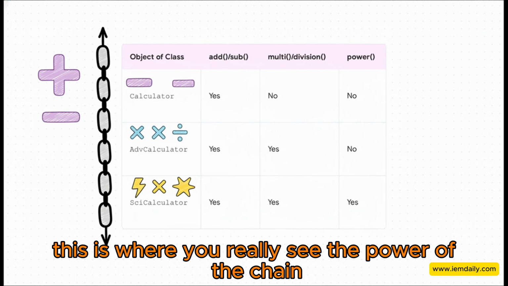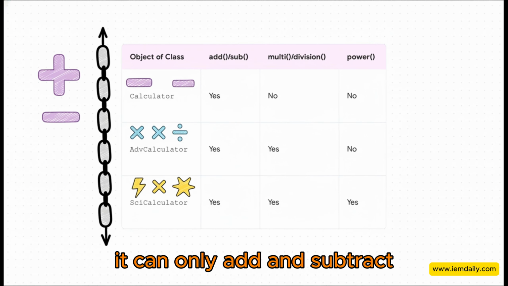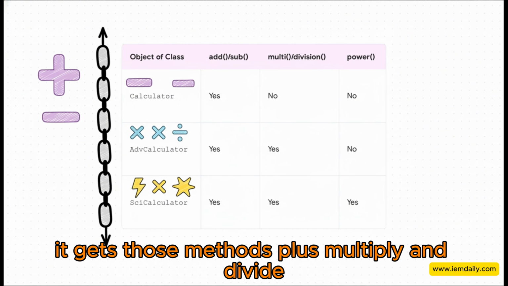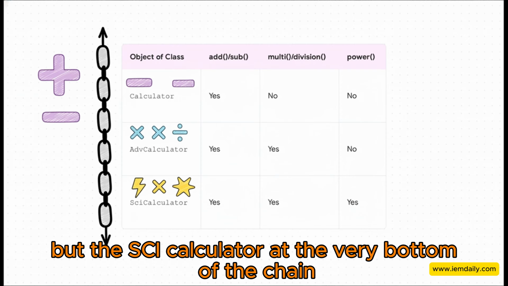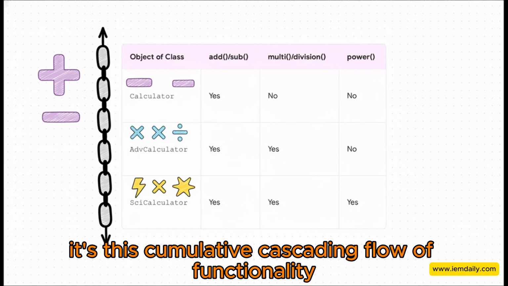Now this is where you really see the power of the chain. Just look at what each object can do. An object of the calculator class can only add and subtract. An advanced calculator object gets those methods plus multiply and divide. But the sci calculator, at the very bottom of the chain, gets access to everything, all the methods from all of its ancestors. It's this cumulative, cascading flow of functionality.